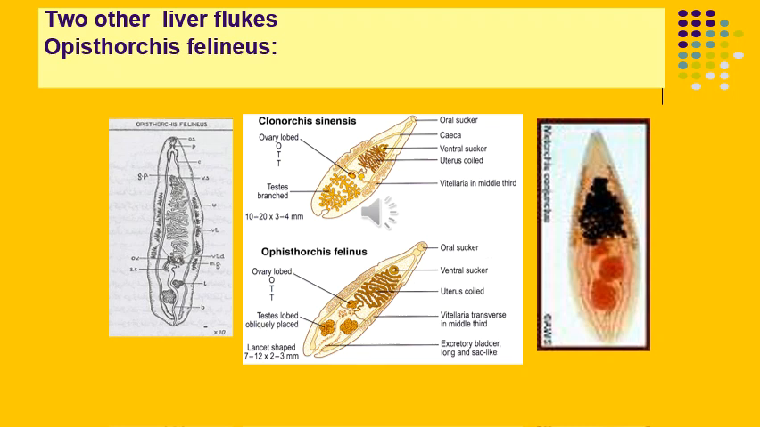We are going to talk about two other liver flukes. The first one is Opisthorchis felineus. Opisthorchis felineus is very similar to Clonorchis sinensis. In the left picture, you can see Opisthorchis felineus, and in the middle picture, you can see Clonorchis sinensis and Opisthorchis felineus. As you can see, they are very similar to each other, except the testicle. The testicle of Opisthorchis felineus is not branched, but in Clonorchis sinensis, the testicles are branched.